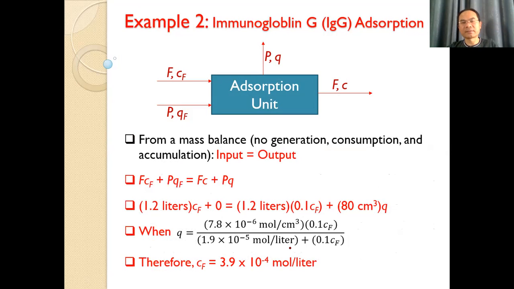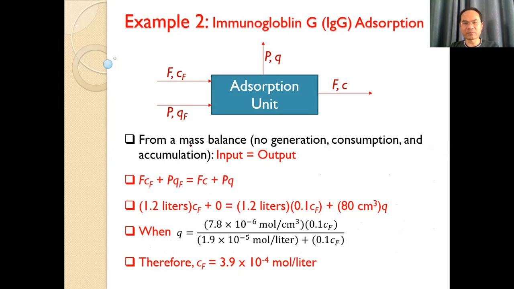Apply the mass balance around the adsorption unit. We consider the initial step and the final step. For this case, there is no reaction, no generation, no consumption. That means no accumulation. It should be input equal to output, or initial step equal to final step, for this case.